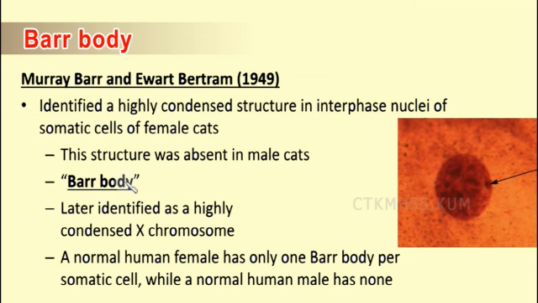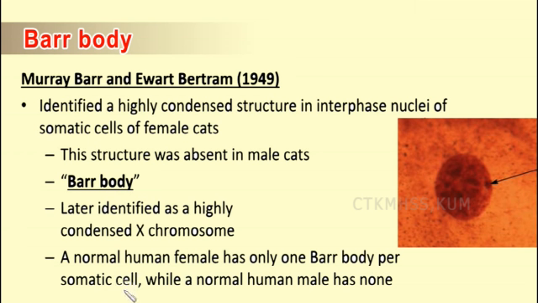This structure was absent in the male cats, it was found only in the female cats, and they called it the Barr body. At first they were not able to identify what it was. Later they found that it is one of the X chromosomes, because female cats have two X chromosomes. One of the X chromosomes has condensed and formed a structure called the Barr body. A normal human female has only one Barr body per somatic cell. In all cells there are two X chromosomes, and one of them is condensed to form the Barr body.